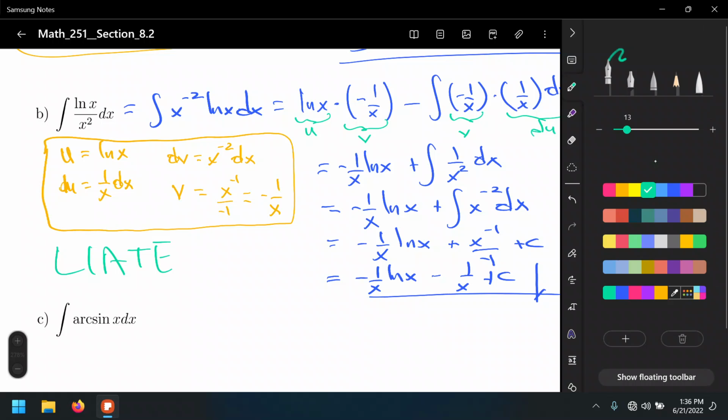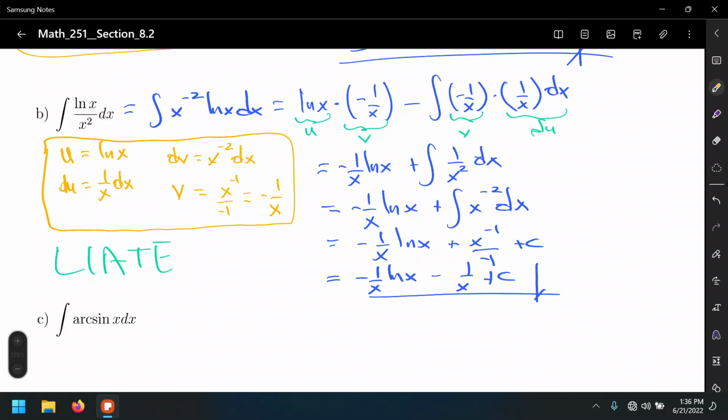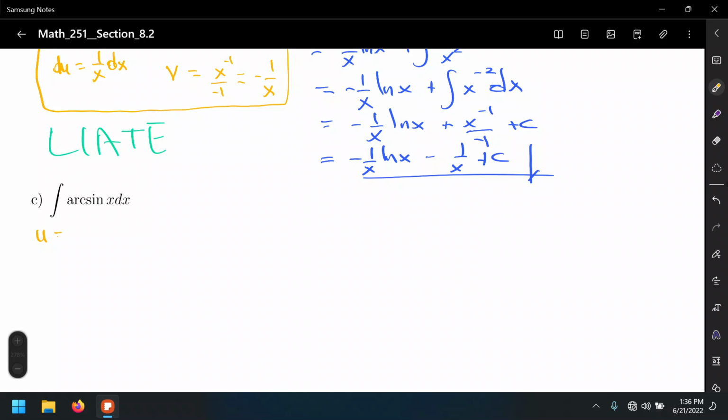All right, so in this case, the arcsine will be the u part. And well, let's take the derivative of arcsine, which is 1 over the square root of 1 minus x squared dx. And on the other hand, the dv part will be the remaining part of the integrand, dv, which is dx. Integrate these two, v equals x. All right. So let's use the integration by parts formula.